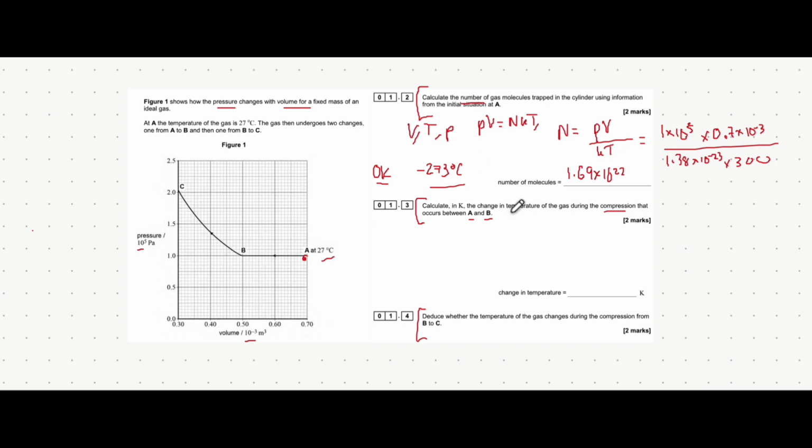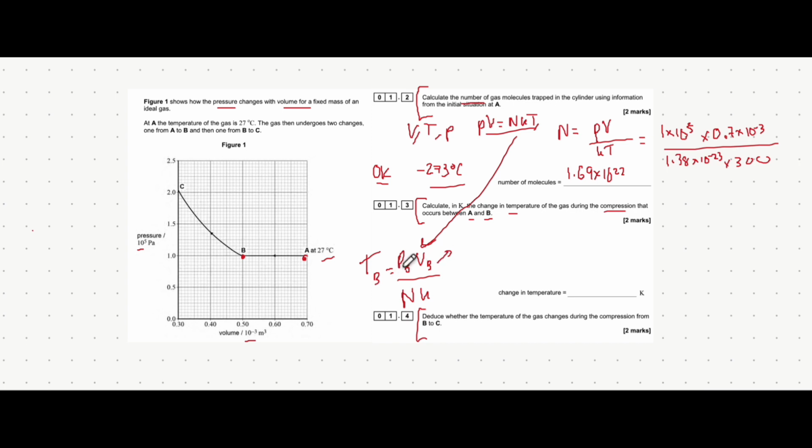What we can do is find the temperature at point B, because we now know the number of gas molecules, and of course that's not changing. If we rearrange this equation, this time for the temperature, we can get that the temperature at B, I'm going to write a subscript of B to represent the temperature at B, is equal to the pressure at B multiplied by the volume at B, all divided by the number of gas molecules, which is the same at B and A, so you don't need to put a subscript of B, multiplied by the Boltzmann's constant, which is also the same.